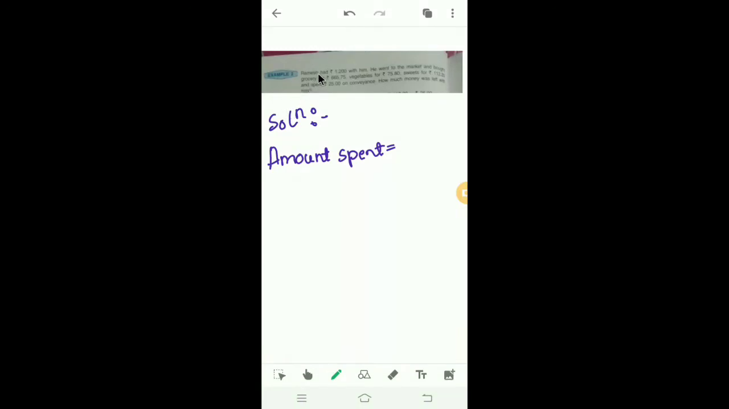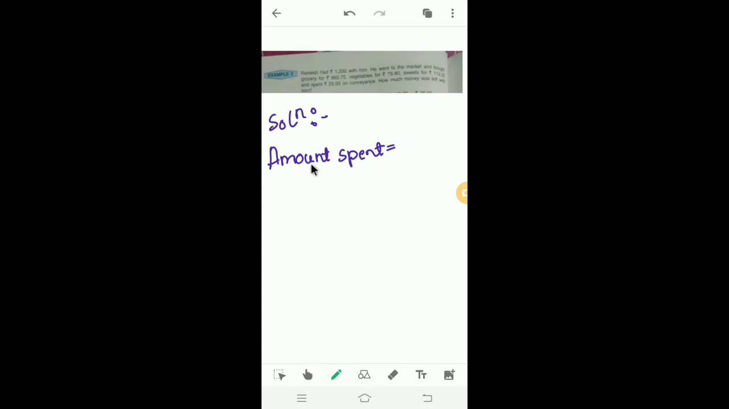Let's solve the second one. Ramesh had rupees 1200 with him. He went to the market and bought grocery for 665 rupees 75 paise, vegetables for 75 rupees 80 paise, sweets for 112 rupees 20 paise, and spent 25 rupees on conveyance. How much money was left with him?